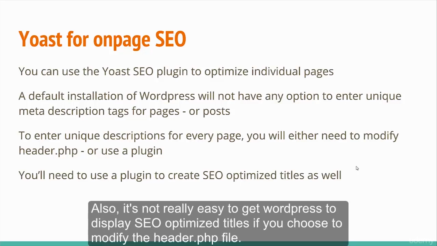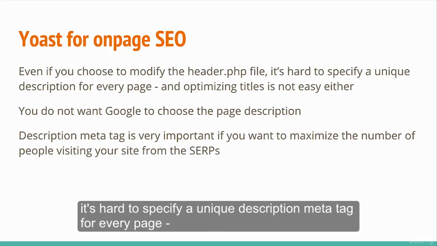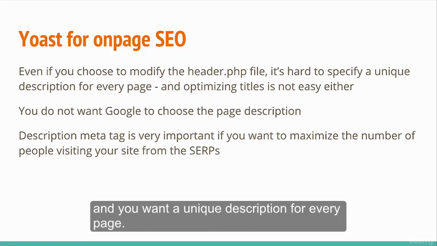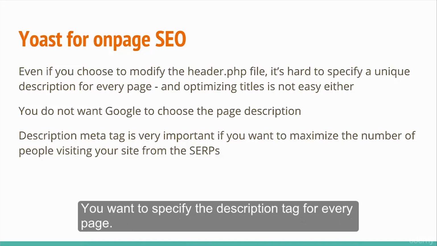Also, it's not really easy to get WordPress to display SEO optimized titles if you choose to modify the header.php file. And even if you choose to modify the header.php instead of using a plugin, it's hard to specify a unique description meta tag for every page, and you want a unique description for every page. You do not want Google to choose the page description for you, though you cannot prevent them from doing that. You want to specify the description tag for every page.